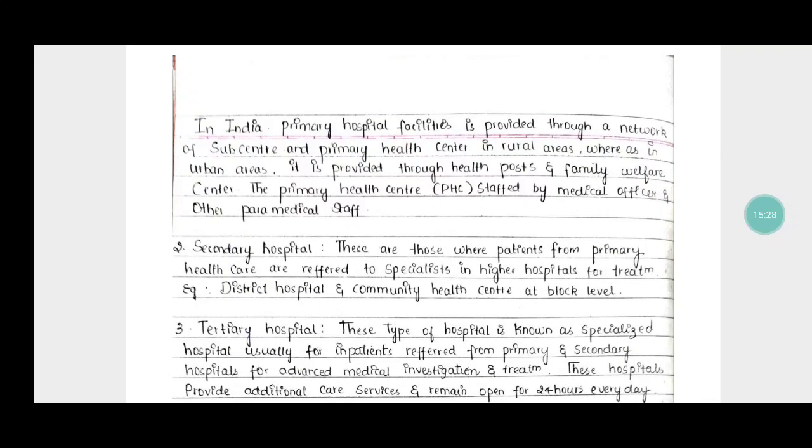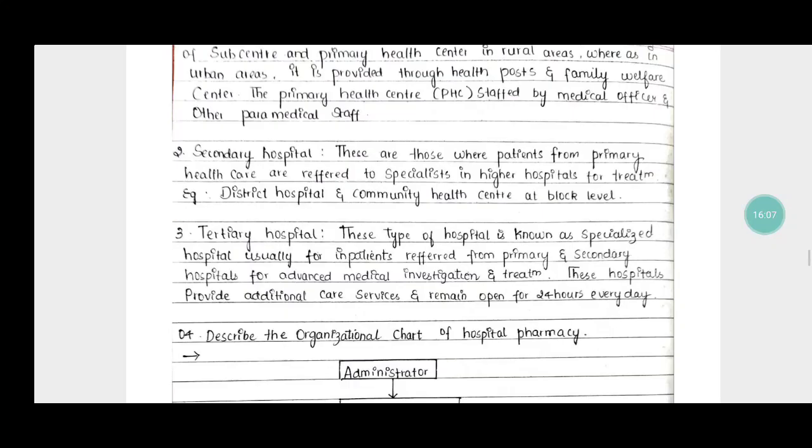So, in India, primary hospital facilities are provided through a network of sub-centers, and primary health centers in the rural area, where the primary health center staff is headed or governed by a medical officer and paramedical staff. So the secondary hospital, these are where patients from primary health care are referred to a specialist in a higher hospital for treatment, like a district hospital or a community health center at block level.